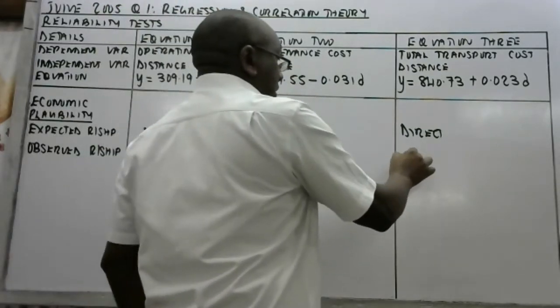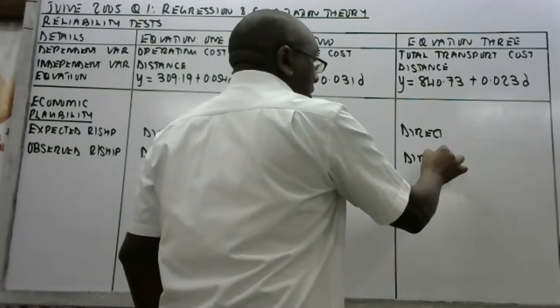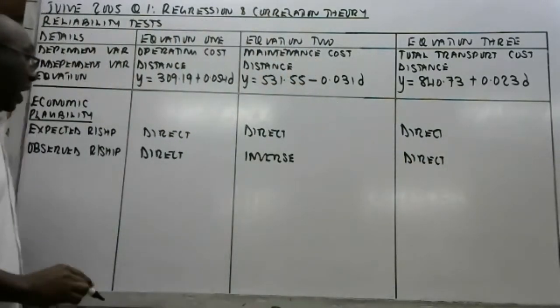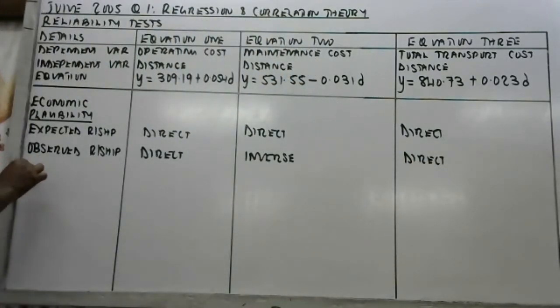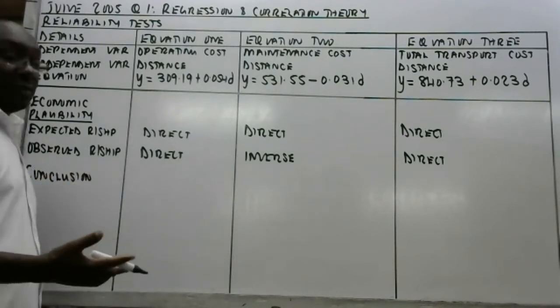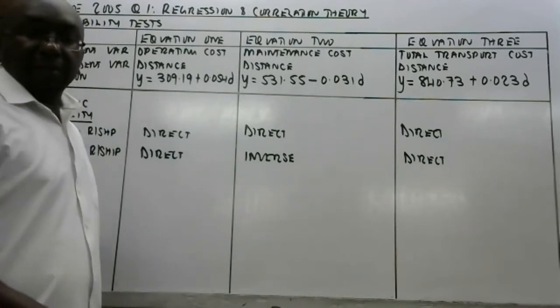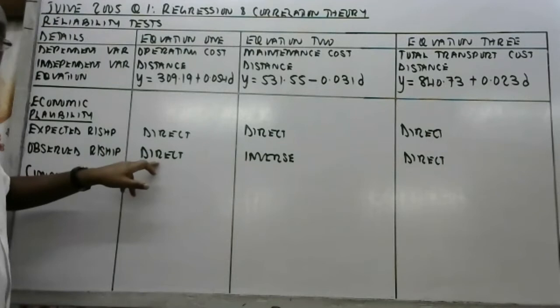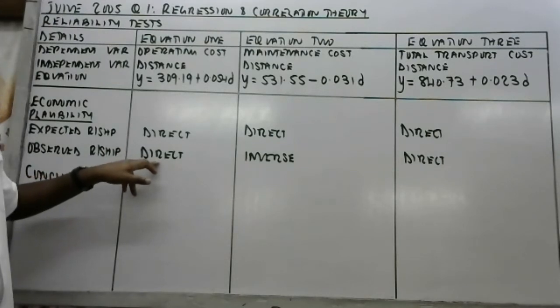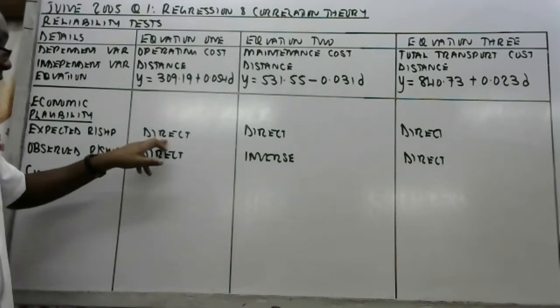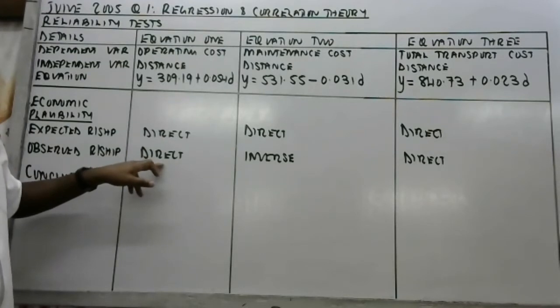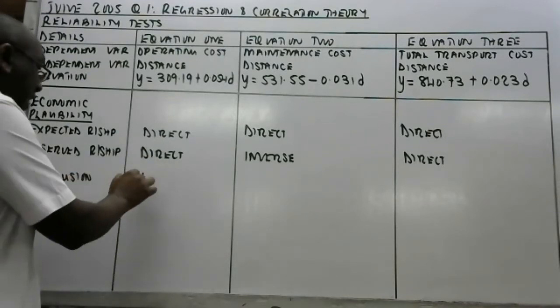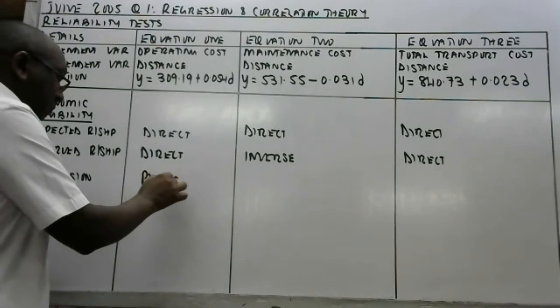Direct, good. Then from there, you make the conclusion. In the conclusion, you either tell us whether it is plausible or not, and it is plausible if they're in agreement. So are these two in agreement? What we expected, is it what we have seen? If yes, that relationship is economically plausible.